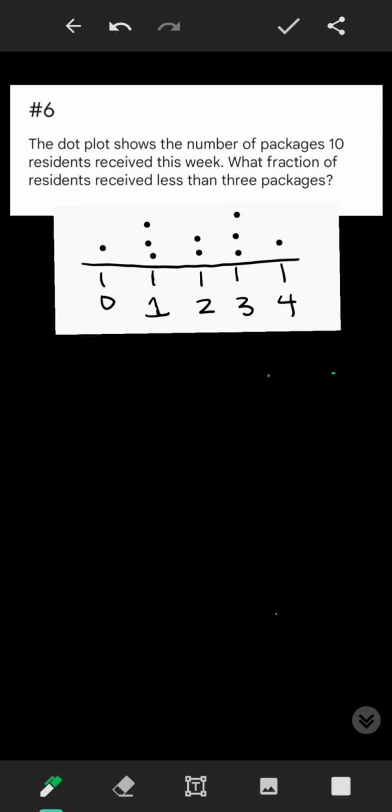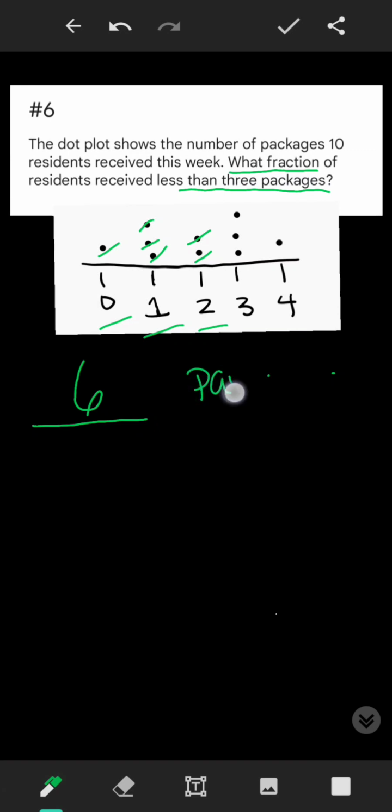Now we're looking for the amount of residents that got less than 3 packages, and we want to write it as a fraction. So we're going to look at 2 packages, 1 package, and 0 packages. So that's 1, 2, 3, 4, 5, 6. So 6 residents received less than 3 packages. And we need to write this as a fraction, which is part over whole. What's the whole amount of residents that live there, or that we're talking about, which is 10.